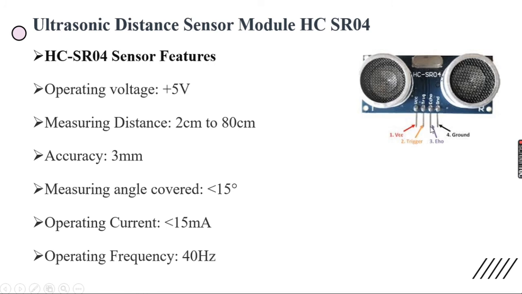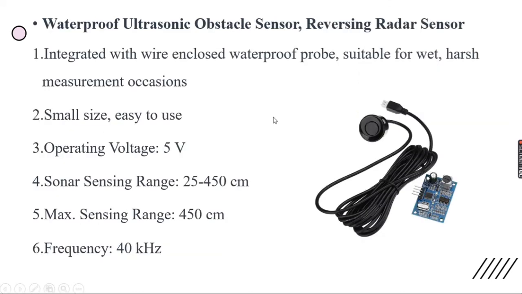And then the waterproof ultrasonic obstacle sensor, or radar sensor. It is a waterproof sensor, with an integrated wire and closed waterproof probe. Here you can see the 4 pins of this sensor. It is suitable for wet, harsh conditions, even harsh ocean conditions. Small size and easy to use. Operating voltage 5 volt, sensing range is 25 to 450 centimeter, maximum range is 450 centimeter, and frequency is 40 kilohertz.